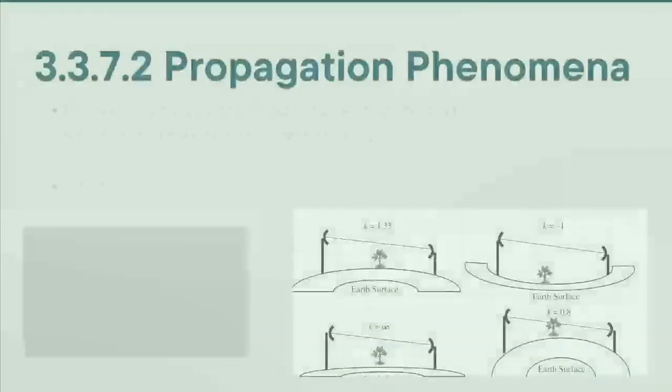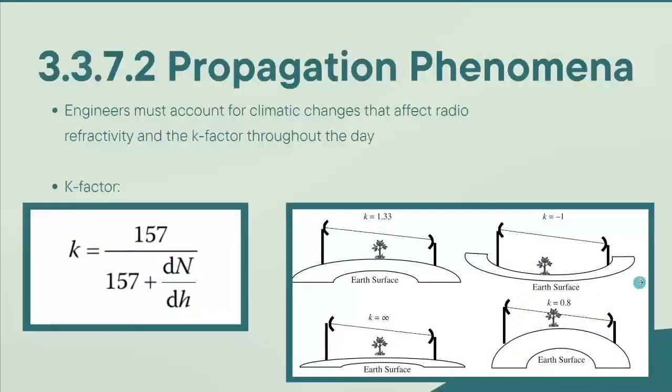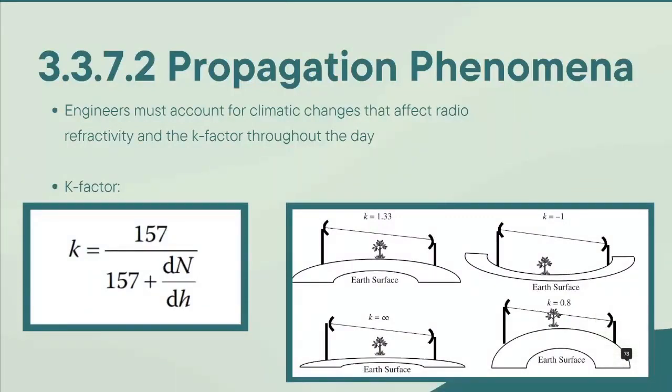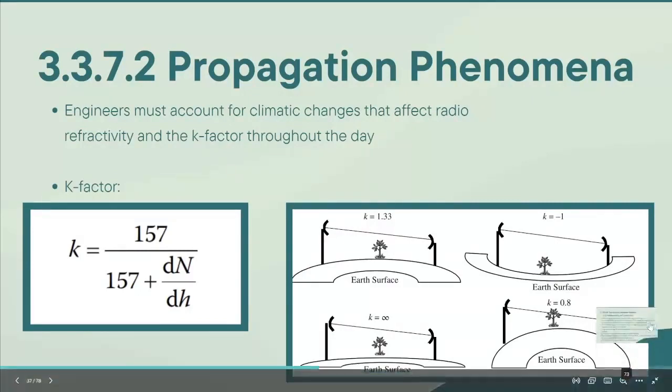So for how to calculate the K factor, here you can see the formula. K is equal to 157 divided by 157 plus dn over dh, where K represents the K factor, n represents the refractivity, h represents the height in meters, and dn over dh, which is a derivative, represents the change in refractivity per unit change in height. And on the right hand side you can see the visualization of different values of K.